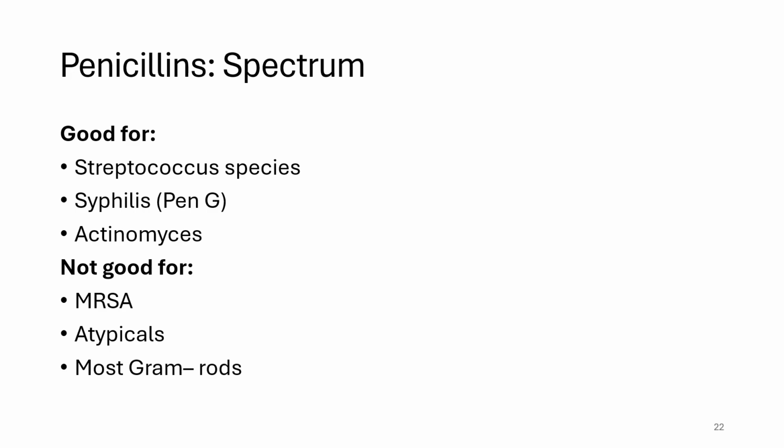Now, what are penicillins not good for? They do not cover MRSA. So if MRSA is in your differential, you need to choose another agent. They do not cover atypical organisms like Mycoplasma and Chlamydia, because those lack typical cell wall structures. And penicillins are not reliable for most gram-negative rods, especially the more resistant hospital organisms. So when you're using penicillins, you're going to think strong strep coverage, with limited reach beyond that unless the drug is combined with another agent or modified.